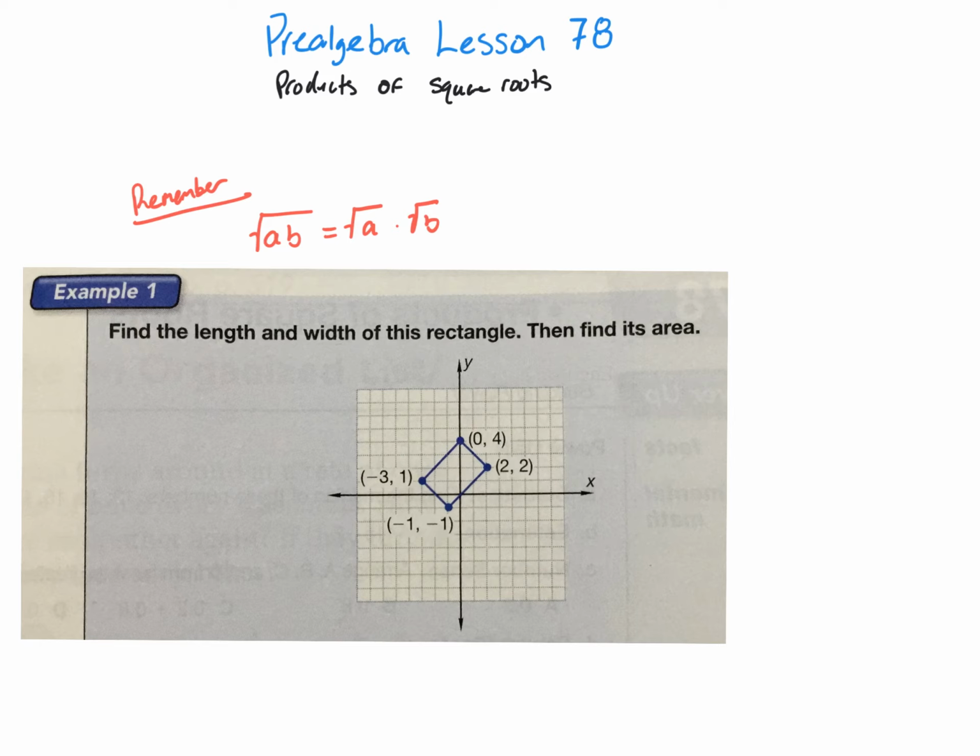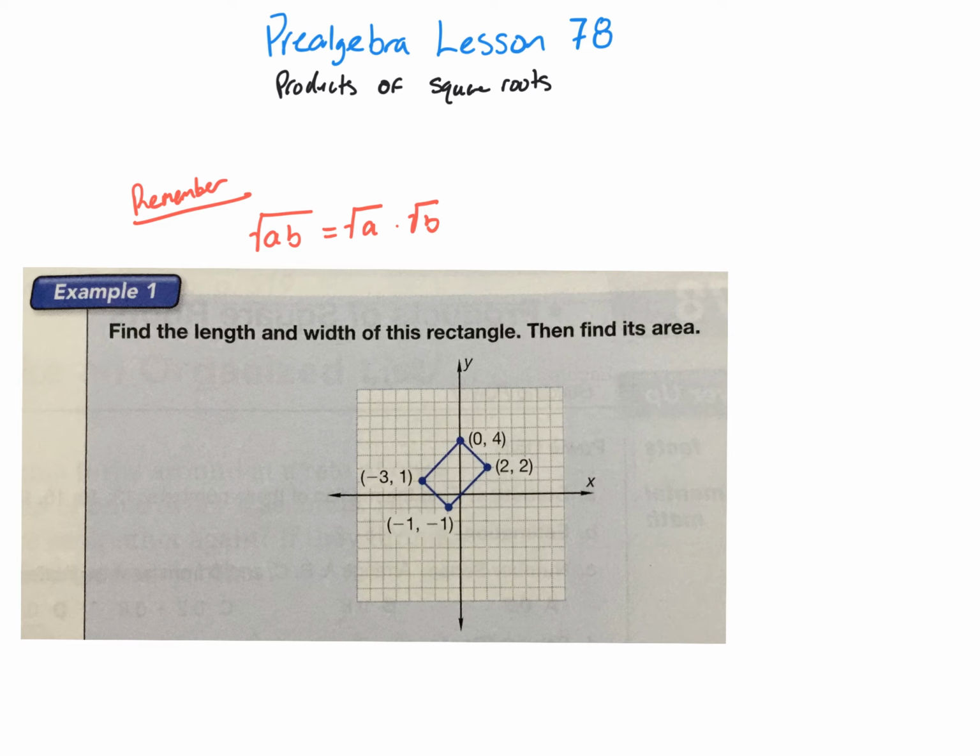Remember this property that if you have the square root of a times b, that's the same thing as the product of the square root of a times the square root of b. But this can go both directions. If you have the product of two square roots, you can also take the square root of the product underneath. So we will use that as we start to work with this here.